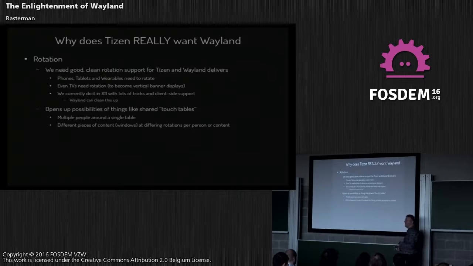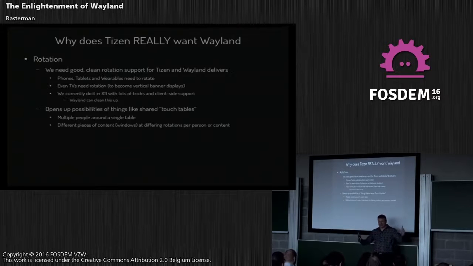Because now all input goes to the compositor, we can rotate everything we want on the compositor side, if we want to do this. The reality is phones, TVs, tablets, they require rotation. Yes, even TVs. We actually sell our TVs as signage, and you just rotate them sideways. So we need rotation, we actually have to do that.